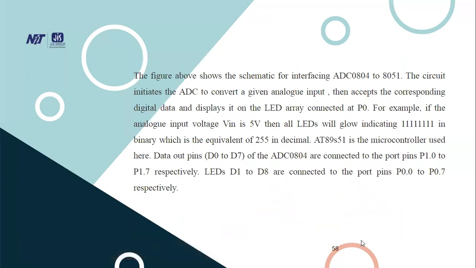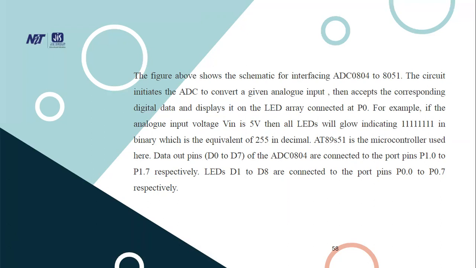The figure above shows the schematic for interfacing ADC 0804 to 8051. The circuit initiates the ADC to convert a given analog input, then accepts the corresponding digital data and displays it on the LED array connected to P0. For example, if the analog input voltage Vin is 5 volt, then all LEDs will glow, indicating 1111 1111 in binary, which is the equivalent of 255 in decimal.